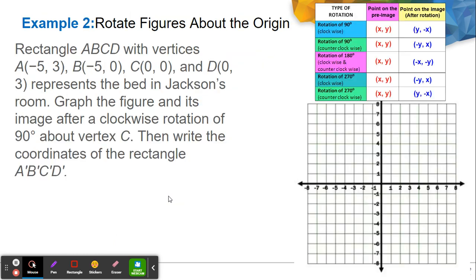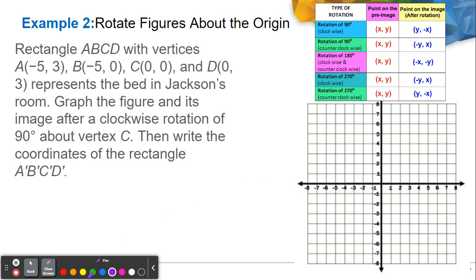Example number 2. We have a rectangle ABCD with vertices A (-5, 3), B (-5, 0), C (0, 0), and D (0, 3). It represents the bed in Jackson's room. Graph the figure and its image after a clockwise rotation of 90 degrees about vertex C. Then write the coordinates of the rectangle A prime, B prime, C prime, and D prime.